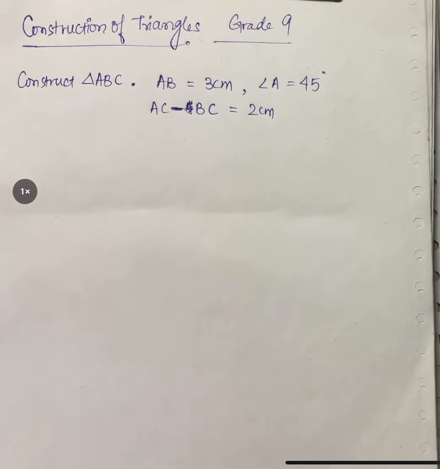Alright, construct a triangle ABC in which AB is 3 centimeter, angle A is 45 degrees, and AC minus BC is 2 centimeter. Let's look at the rough figure.